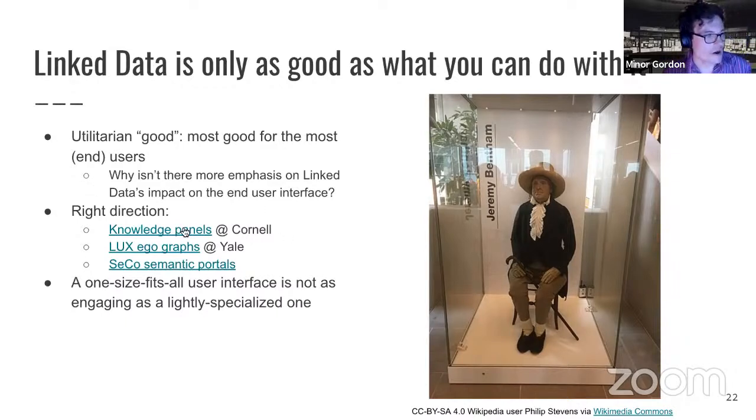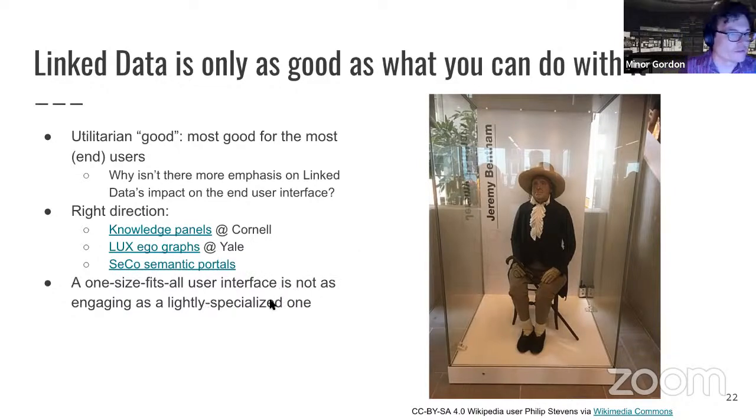I saw a talk recently on the knowledge panels, the linked data for production work at Cornell and Stanford. And then, of course, the one I mentioned on Yale, which was really good as well. They're using essentially ego graphs. So it doesn't look like a graph, but essentially having individual pages for different node types in a property graph, essentially. And then the semantic computing group in Finland does some excellent work with semantic portals.